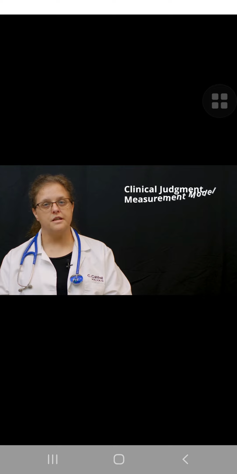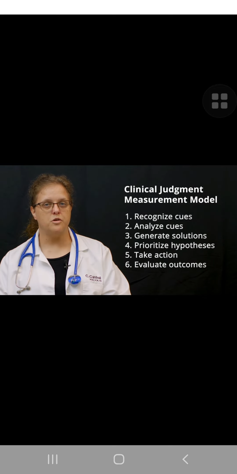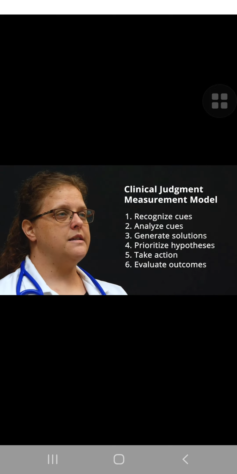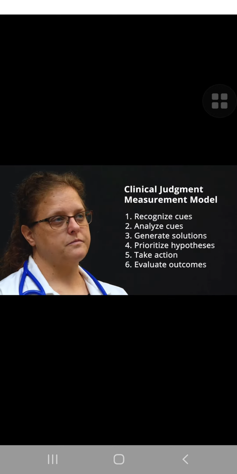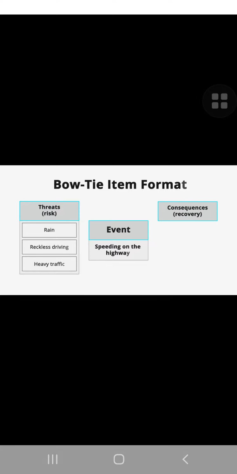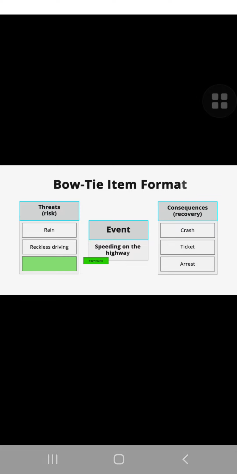On screen, you'll see the steps of the clinical judgment measurement model. The bow tie item is the only question type that uses each of these steps together. The event is placed in the middle of the screen or paper, while the measures to control risk are placed to the left, and the recovery measures are placed to the right. It's used for testing nurses, is not much different.